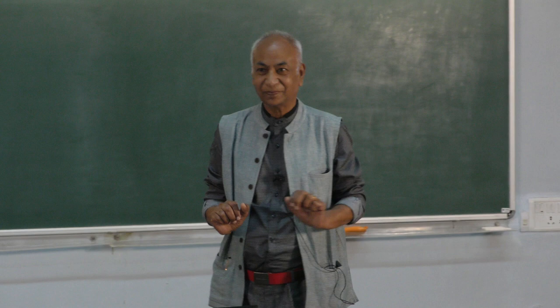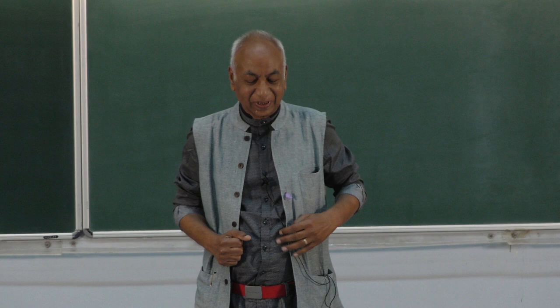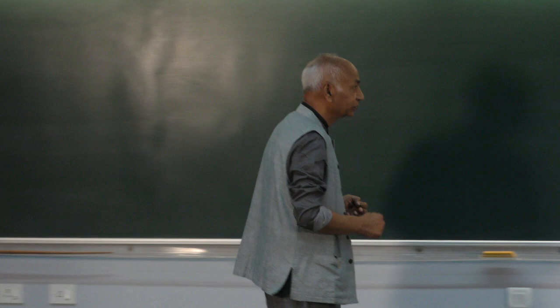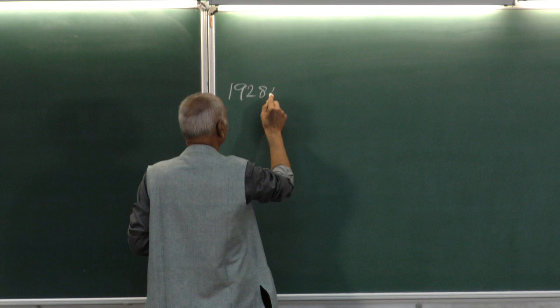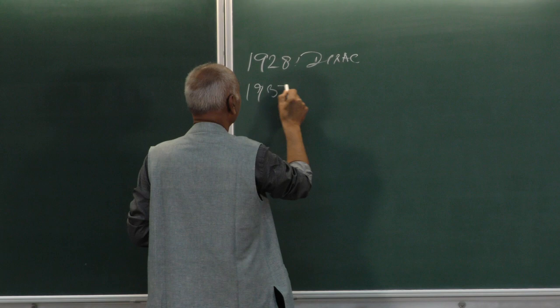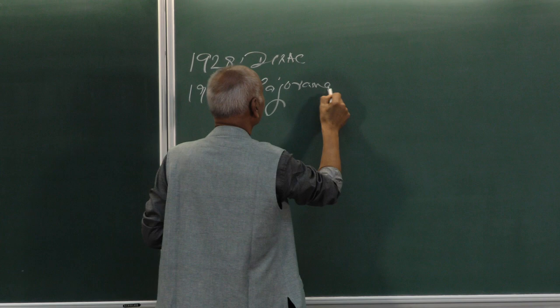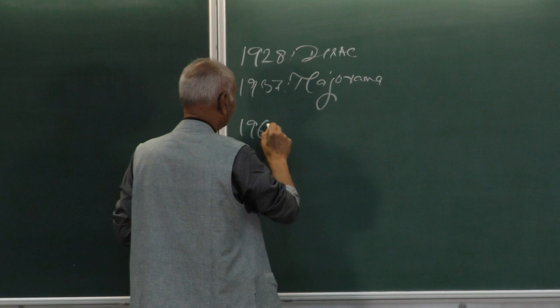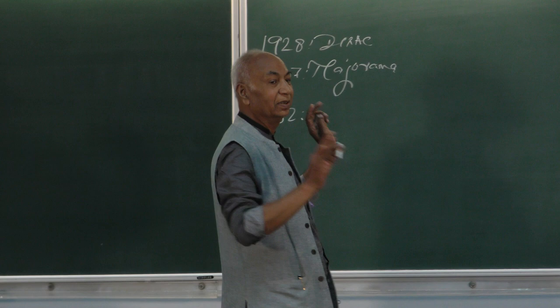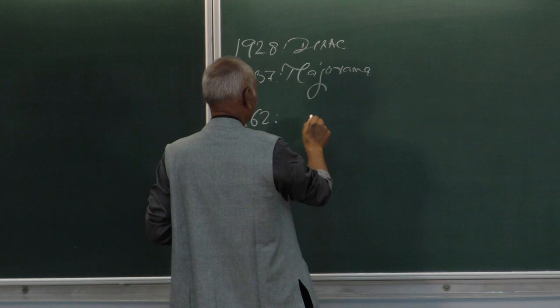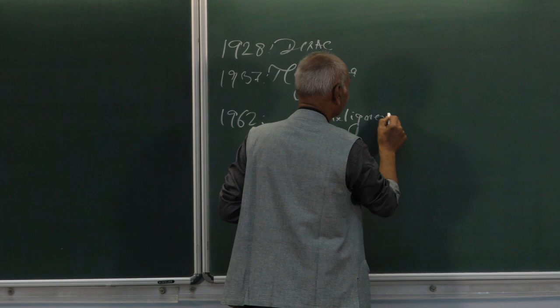Okay. So we start out with 1928, we have Dirac. 1937, we have Majorana. 1962, Ankara lectures by Eugene Wigner. There he suggests that for every spin, there are 4 possibilities. And these are called Wigner classes. So there are 4 different types of possibilities.